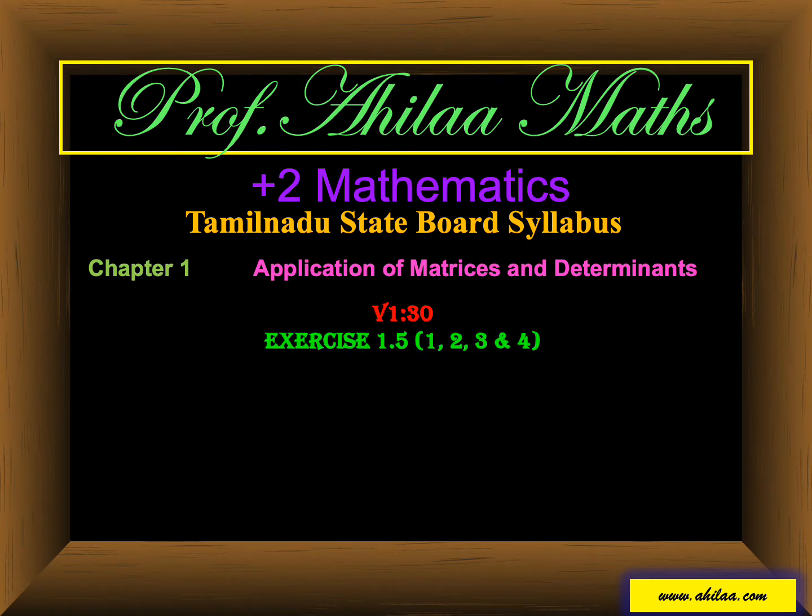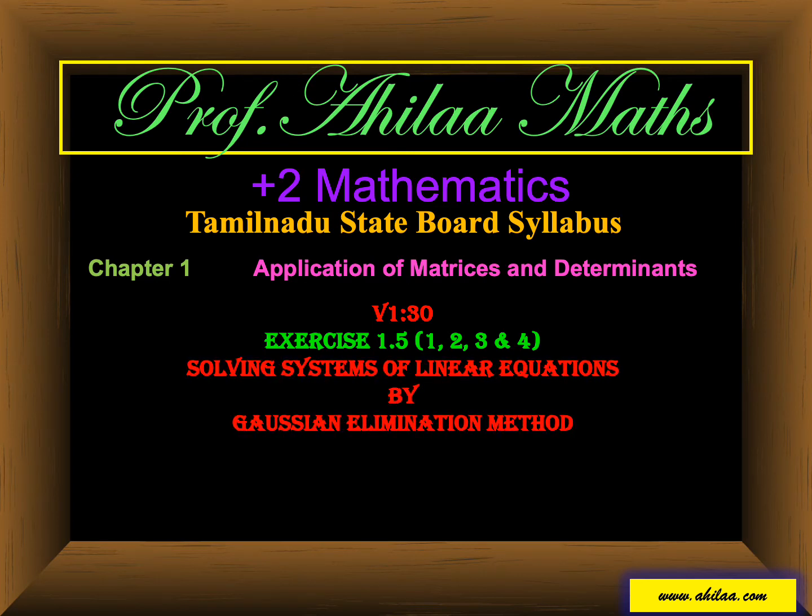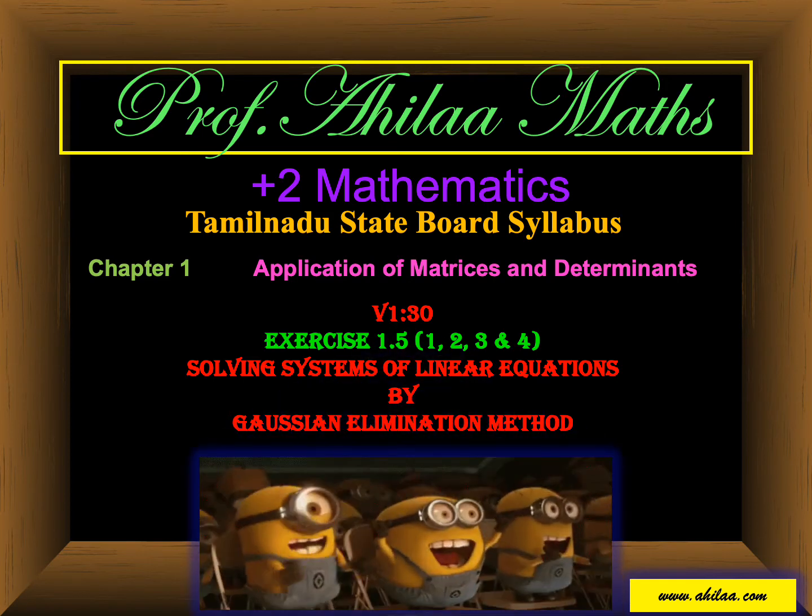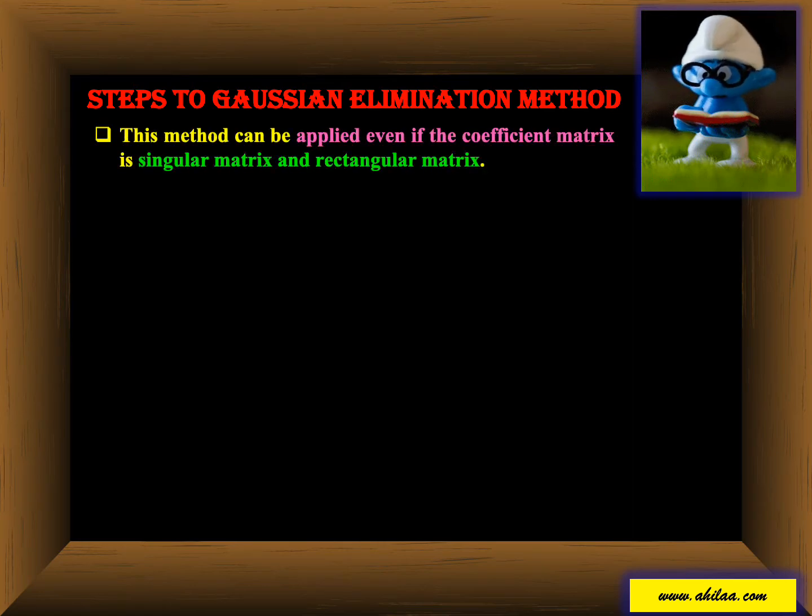Video 1 is to 30, Exercise 1.5, first, second, third and fourth problems, Solving Systems of Linear Equations by Gaussian Elimination Method. Steps to Gaussian Elimination Method. This method can be applied even if the coefficient matrix is a singular matrix or a rectangular matrix.